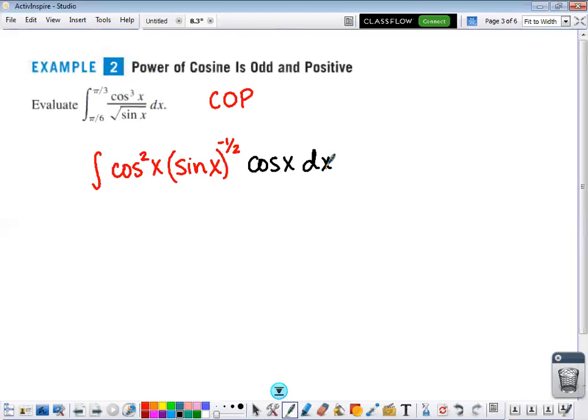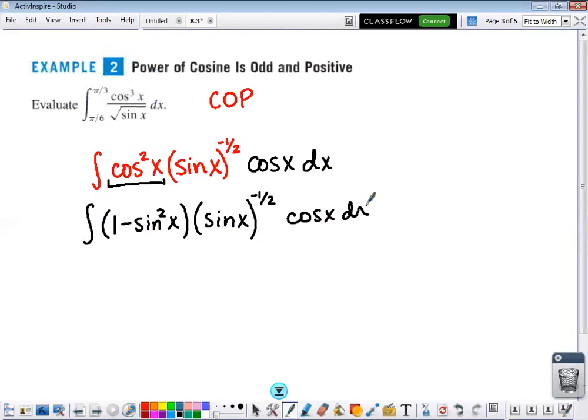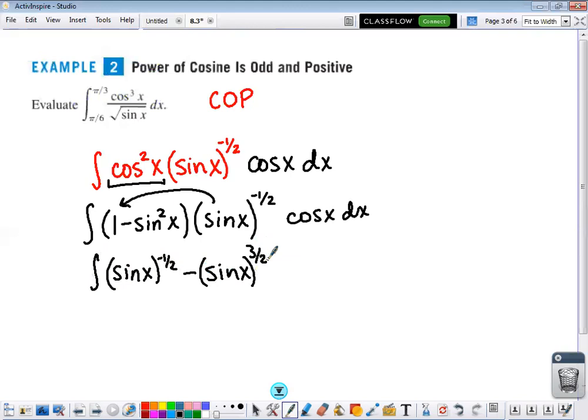Okay, so it looks like we need to now substitute the Pythagorean identity in place of cosine squared: 1 minus sine squared x. All right, and so now we can distribute that. So sine x to the negative 1/2 times 1 would just stay the same. And then minus sine squared times sine to the negative 1/2. You add your exponents, so that's going to be minus sine x to the 3/2. I'm just going to write it outside of the parentheses like that. Okay, and then bring down your cosine x dx.